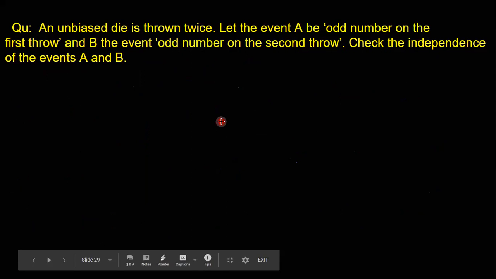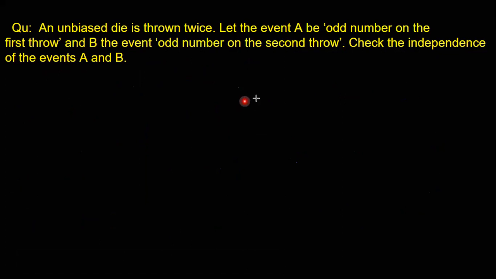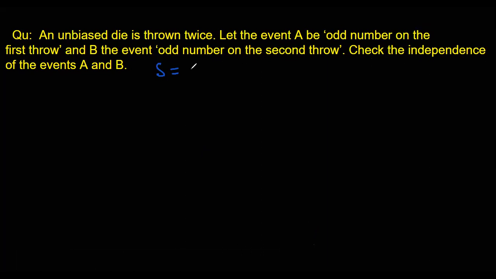Now we have another question. An unbiased die is thrown twice. Let A be the odd number on the first roll and B is the odd number on the second roll. So we have defined 2 events A and B. Check the independence of A and B. First of all, we would like to write the sample space for this experiment. We know there will be 6 into 6, 36 cases. So n(S), the number of elements in the sample space, would be 6 into 6, that will be 36. We can also write all those 36 if we wish, but it is not needed.